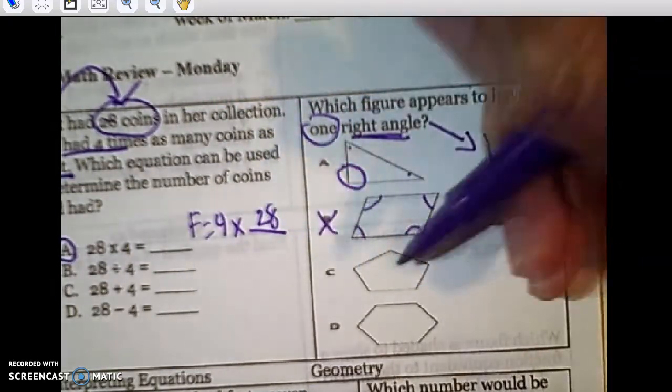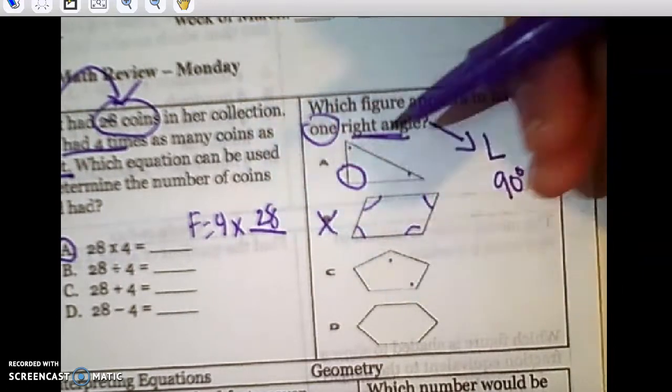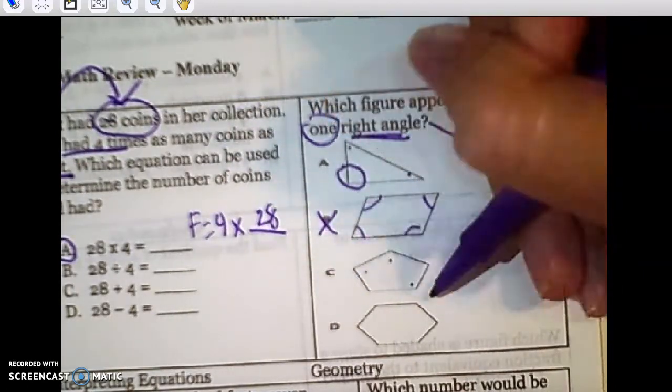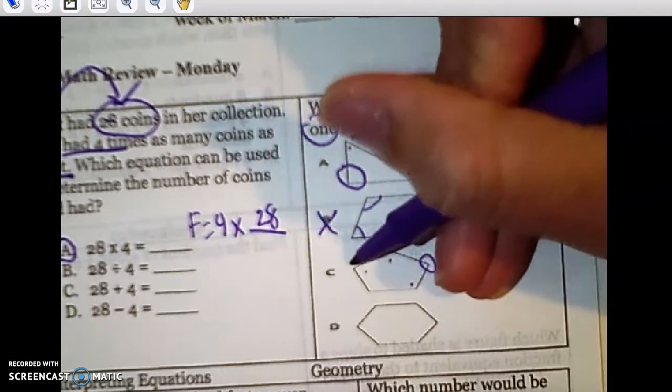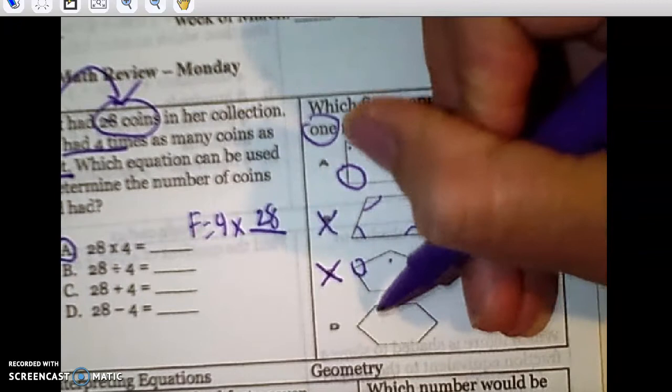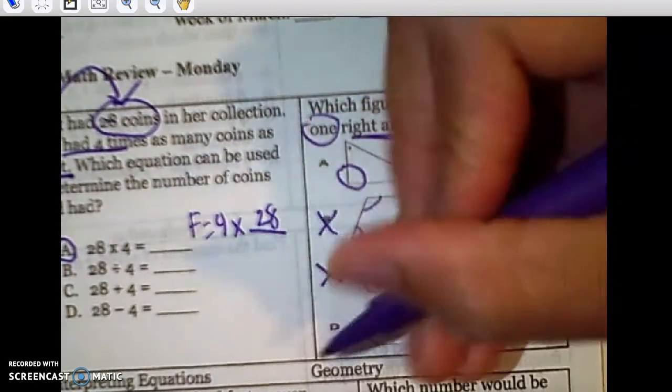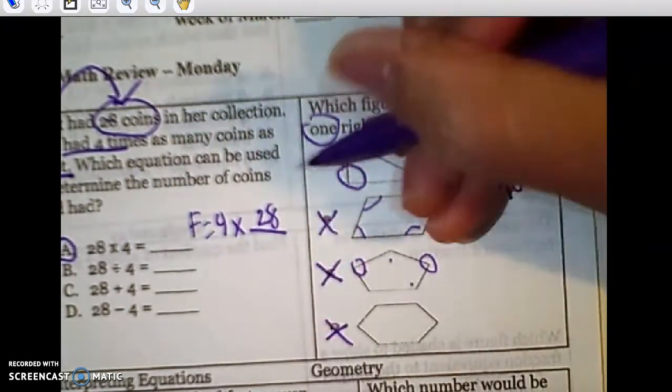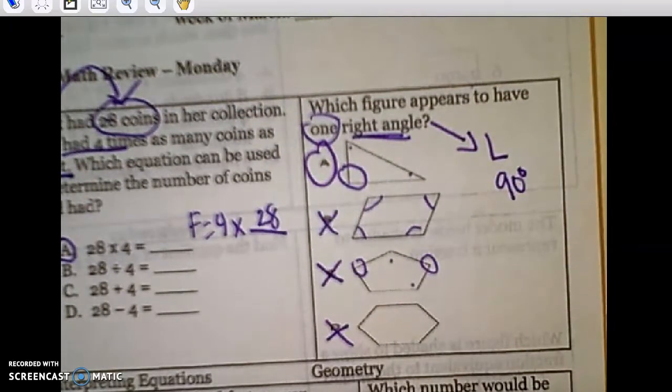Eliminate it. I see obtuse angles, and this one looks like it could be acute the way that the shape is just made bigger, so no. And I see that C and D are very similar. So the only one that only has 1 right angle is A. Good. Okay, let's move on to the next one.